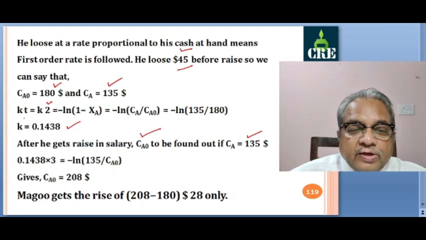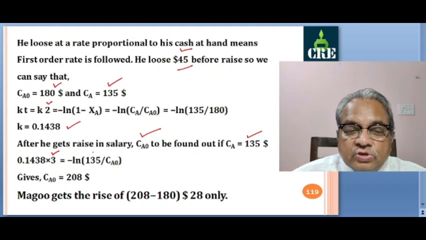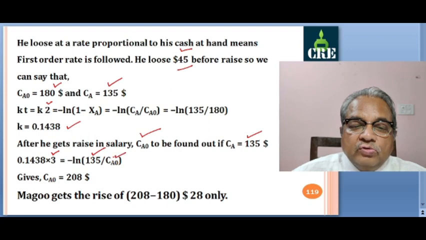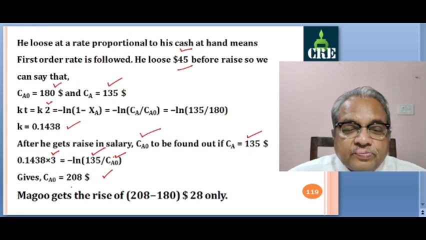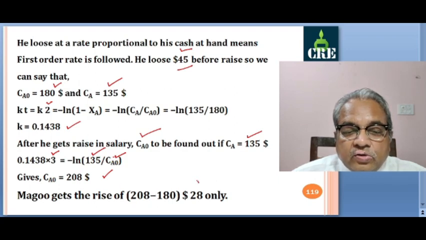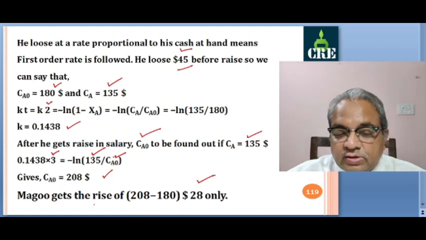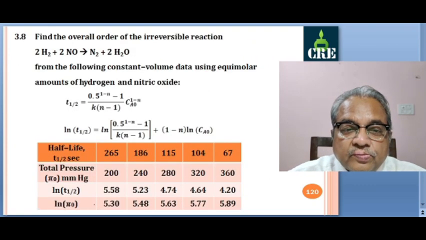So in this equation kt, k is known now, 0.1438, t is 3 hours instead of 2 hours, minus ln of C_A by C_A0, C_A same value 135, and C_A0 is the unknown value which you have to calculate. If you solve this, you get C_A0 is equal to 208. So initially his salary was 180, in the next week he got a rise, so the new salary is calculated as 208 and the difference is 28. So the rise in salary he got is $28 only.